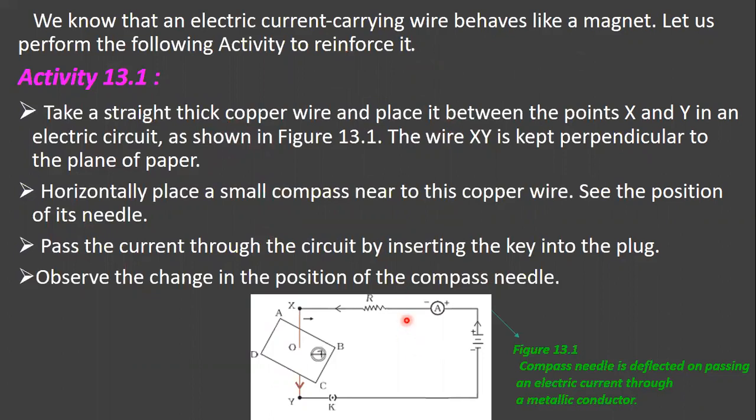See, first you take a straight thick copper wire and place it between the points X and Y in an electric circuit as shown in the figure here. See children, this is the straight thick copper wire. You place it between the points X and Y in an electric circuit.